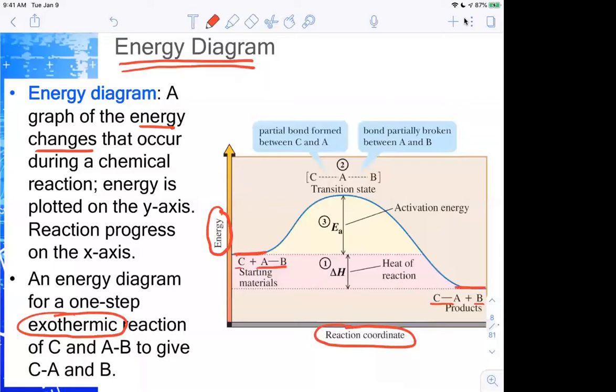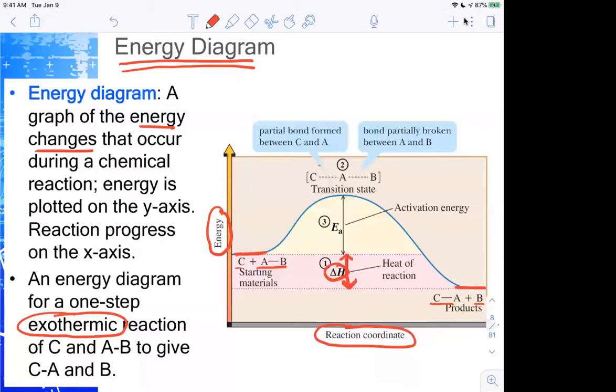This is where the energy of the products are. The difference in the energy of the reactants and the products is my heat of reaction, or my delta H. And if my products are higher in energy than my reactants, that would be endothermic. And if they're lower, that would be exothermic. And we'll talk about that a little bit more.